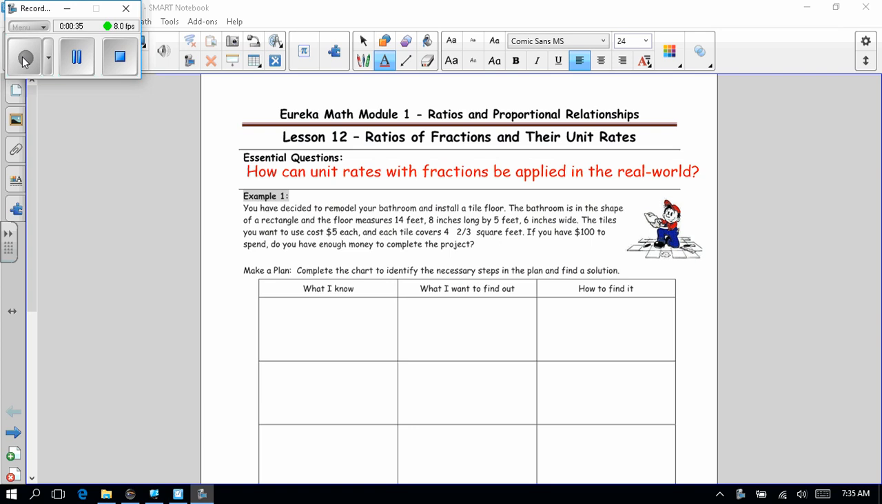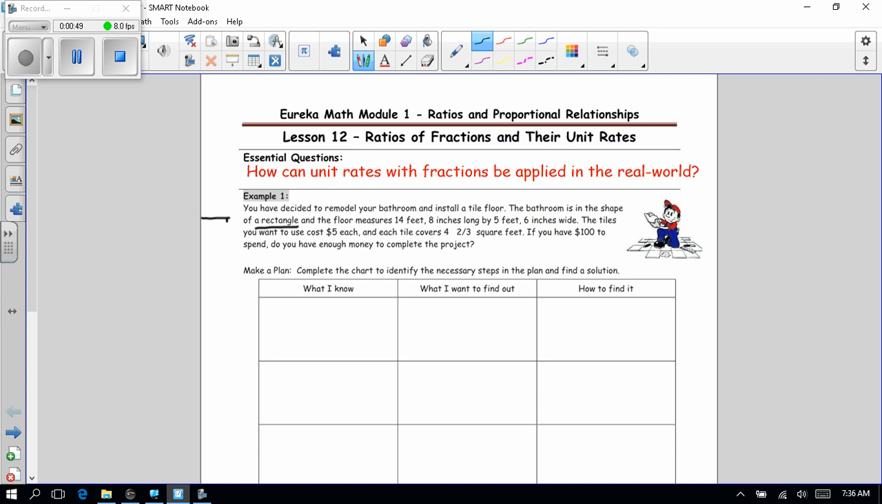You have decided to remodel your bathroom and install a tile floor. The bathroom is in the shape of a rectangle. Anytime I see a shape mentioned in a math problem, I usually draw the shape so I get something in my brain to get thinking about what I'm talking about. So there's my rectangle. And the floor measures 14 feet 8 inches long by 5 feet 6 inches wide.